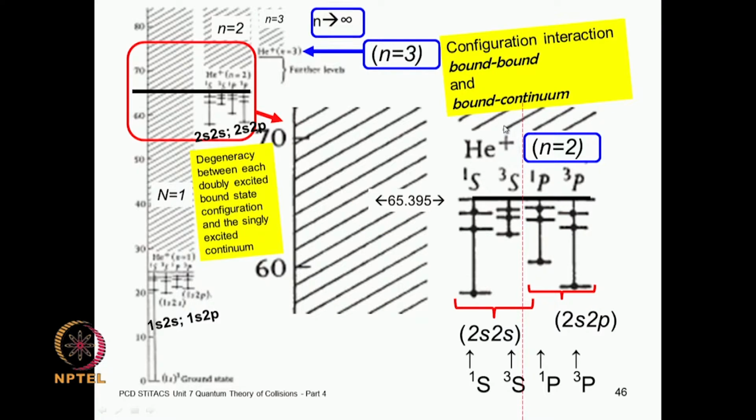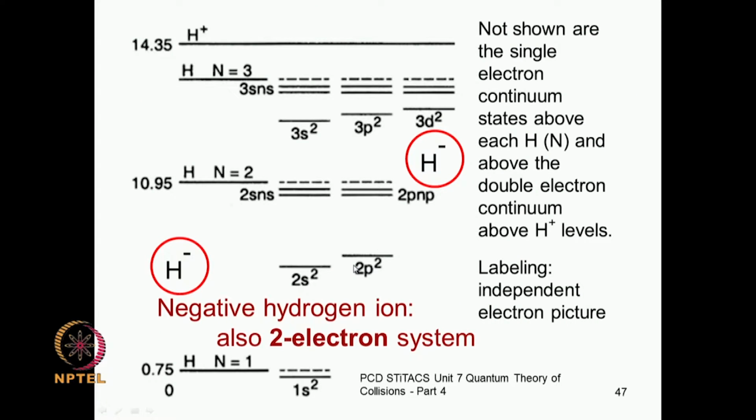This is what leads to the configuration interaction between the bound to bound and bound to continuum, because all of these discrete, doubly excited states are embedded in the continuum. Here you will have a similar spectrum for the negative hydrogen atom, which is again a 2 electron system. I am not going to discuss this at great length, but just to point out that hydrogen minus will also have very similar Rydberg series. So, when you work with photo detachment and so on, you will be using a spectrum of this kind.